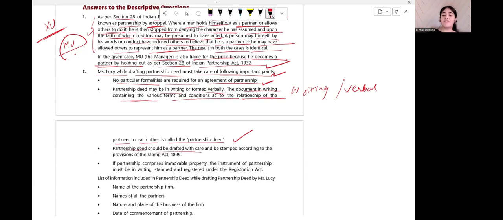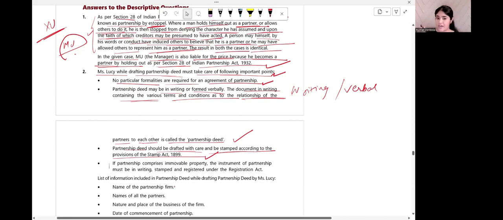The partnership deed should be drafted with care and be stamped according to the provisions of the Stamp Act 1899. So you can only write that the partnership deed should be carefully drafted and stamped. This is only how much you have to write. According to provisions of the Act, you can't remember all the Acts' names. So it is okay if you write that it should be properly and carefully drafted and stamped.